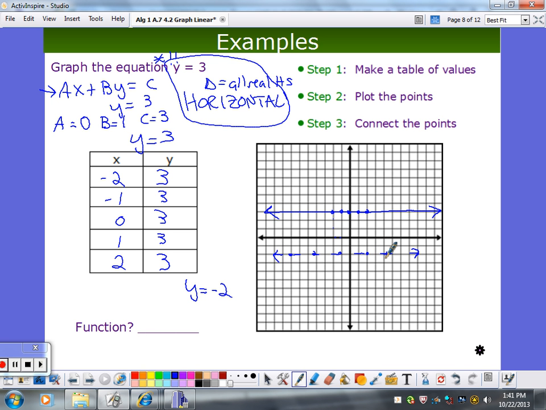So, whenever you have y equals a number, a constant, it's a horizontal line. For some reason, this is difficult for students. I don't know why. I think it's because you see y and you want to go up and down. But it's a horizontal line. Now let's try, and is it a function? It sure is.